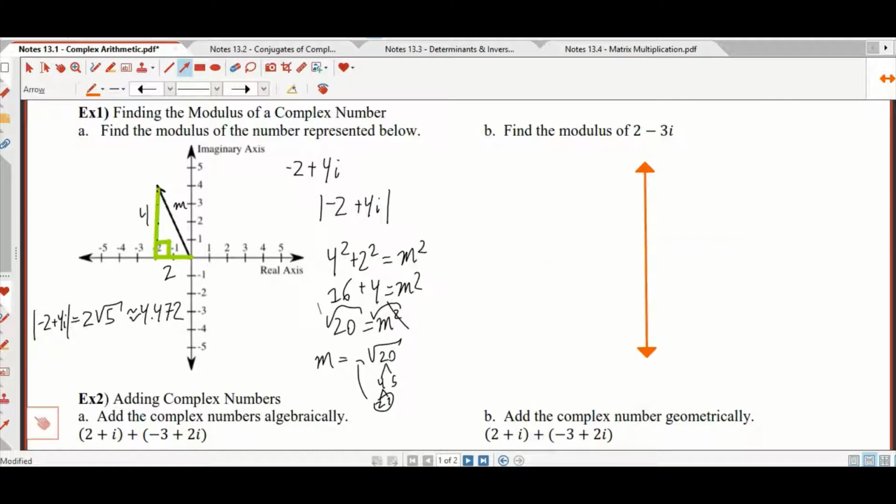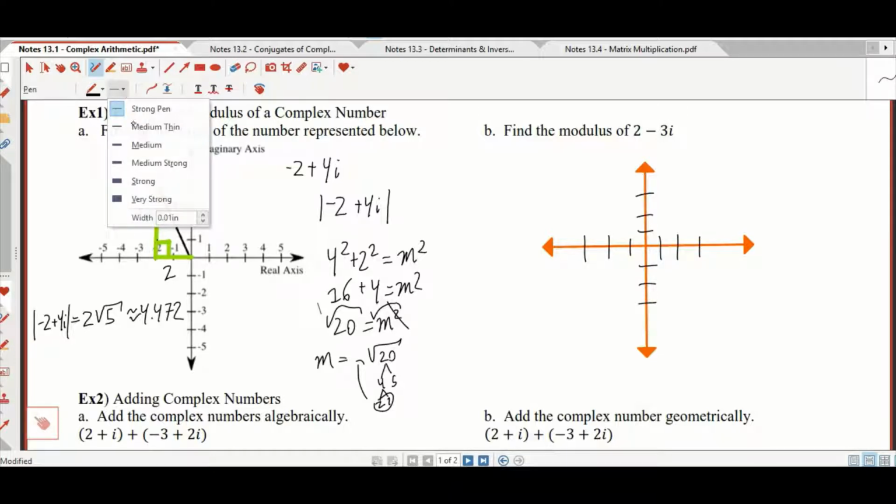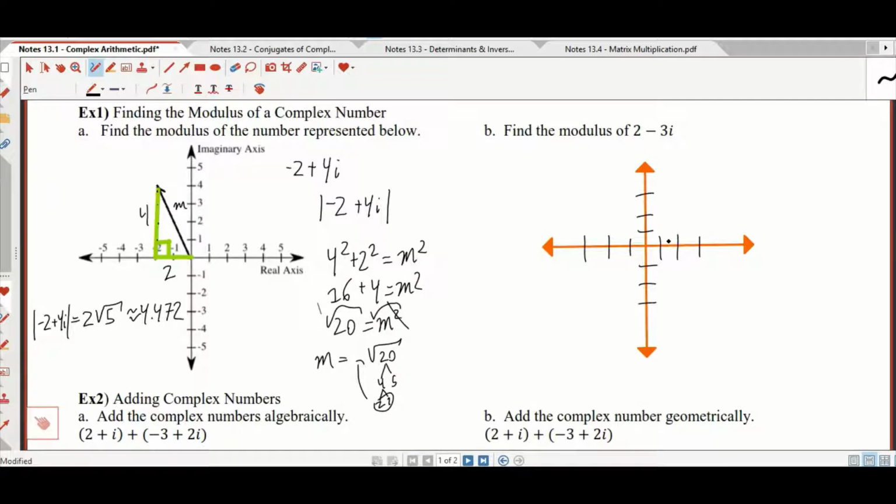But I'm going to show you kind of how we're going to do this shortcut-wise. 1, 2, 3, 1, 2, 3, 1, 2, 3. Why 3? Because that's the highest number I see. So 2 minus 3i, 2 is the real part, 3 is the imaginary part. And so the vector in question is here. Now notice that this goes 2 this way, and 1, 2, 3 this way.